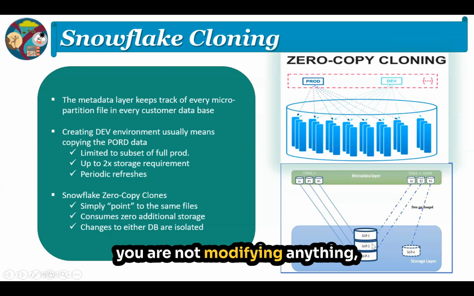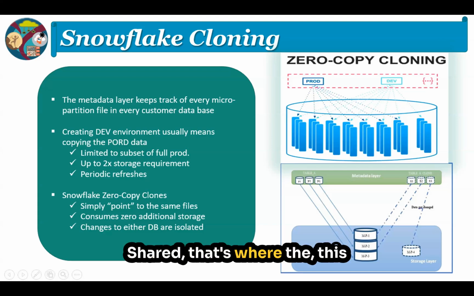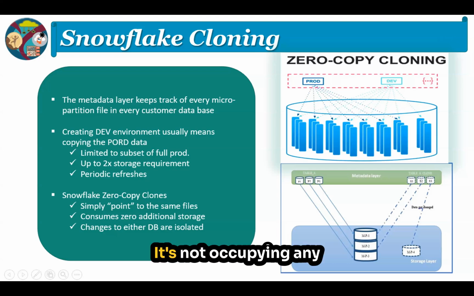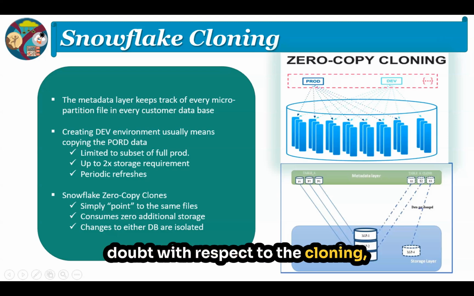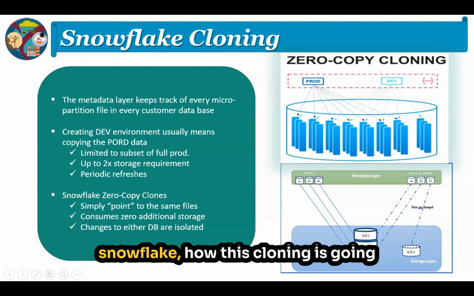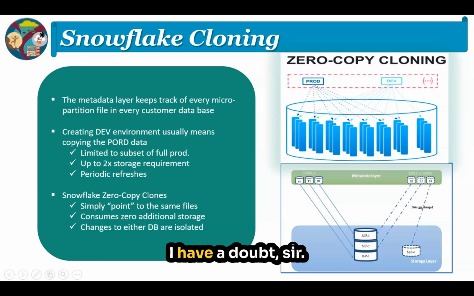But if you are not modifying anything, the same micro partitions will be shared. That's where Snowflake zero copy cloning is avoiding the storage cost. It's not occupying any additional storage. Is it clear? Does anybody have any confusion or doubt with respect to cloning? How cloning works in Snowflake? How this cloning is going to be helpful in real-time scenarios?